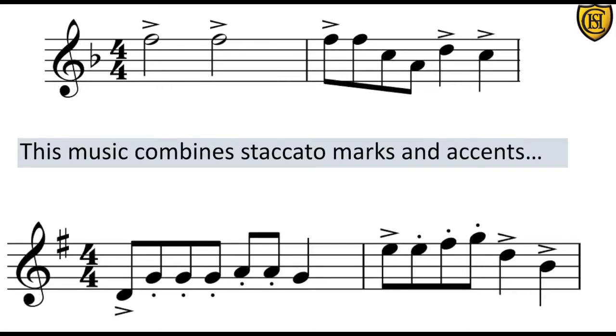Again, something that we spoke about before today, staccato marks combined with accents. So we see this note here is an accented note, but these notes are staccato notes. Nothing at all on this one. Here's an accented note. Here's staccato notes. And there's another couple of accents at the end there.